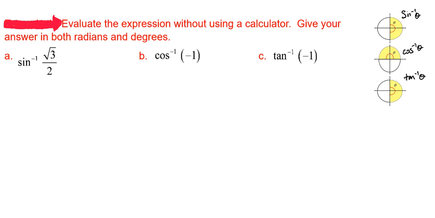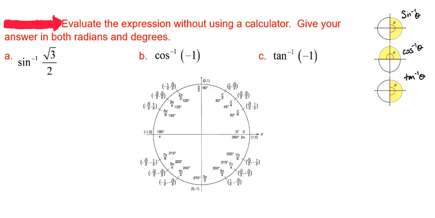So in this example, we're going to be evaluating the expression without using a calculator. So we're going to give our answer in both radians and in degrees. So for letter A here, we have the inverse of sine of radical 3 over 2. So we're going to want to use a unit circle to help us with this. So here we have our unit circle. And so we're going to look at the unit circle and see where sine is a positive radical 3 over 2.